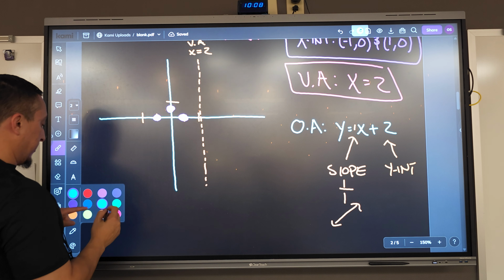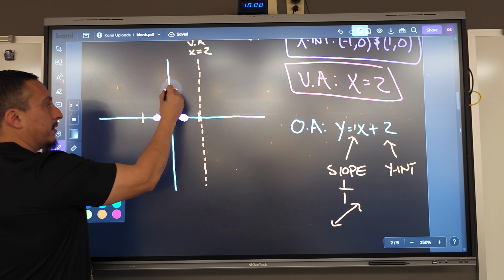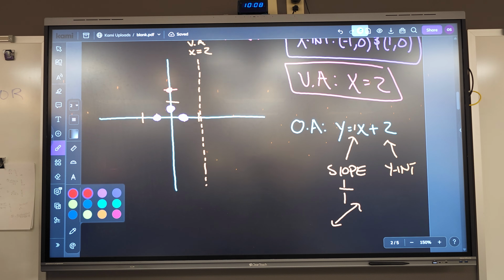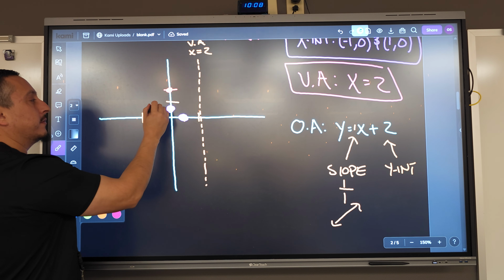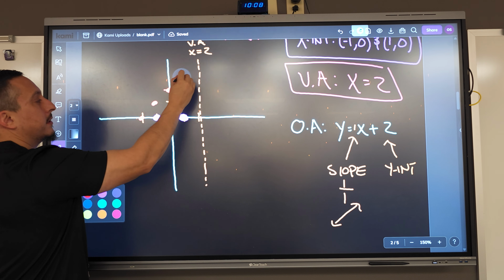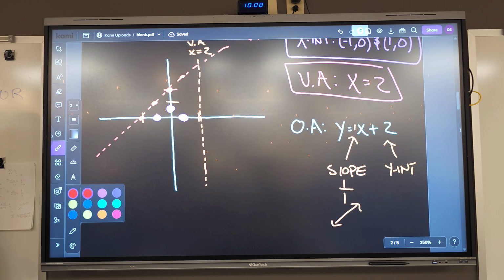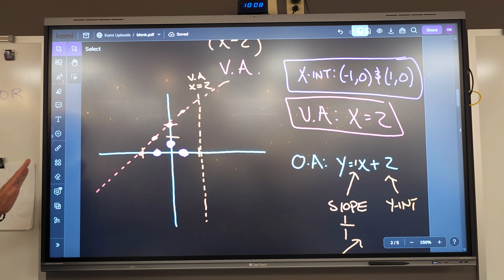So I'm going to start, what color could we use here? I'll do red. So I'm going to start at 2, right there. And then I just go up 1 over 1 or down 1 over 1. So down 1 over 1, down 1 over 1, up 1 over 1. If you have 2 points and you have a straight edge, you just need 2 points. Connect the 2 points, and that's your line. Okay. So once you put the information that you have there, you just connect the dots.